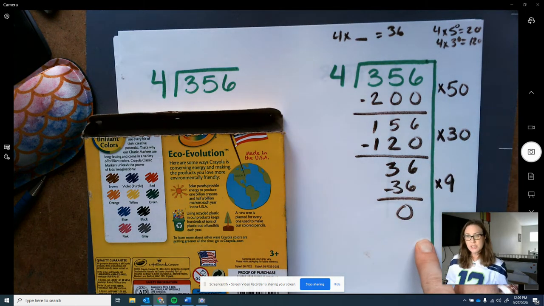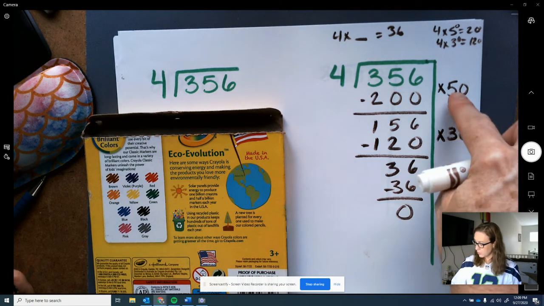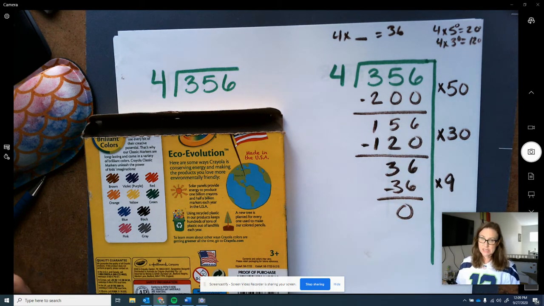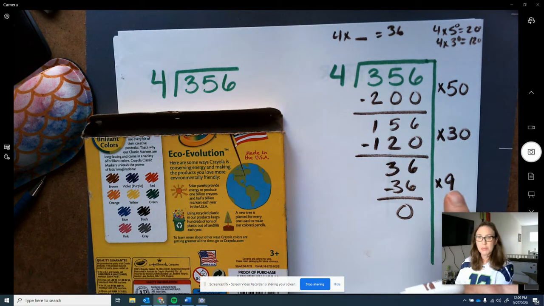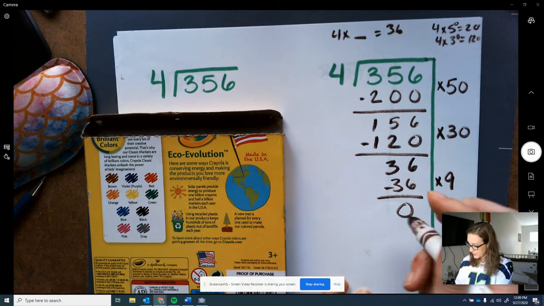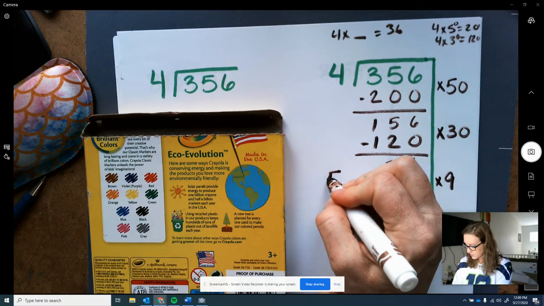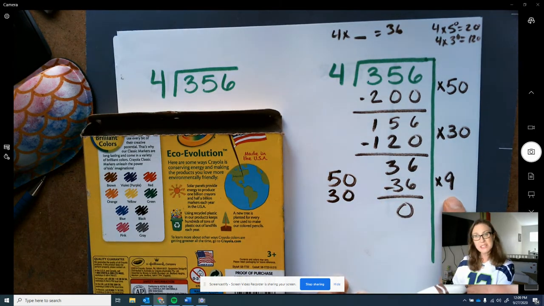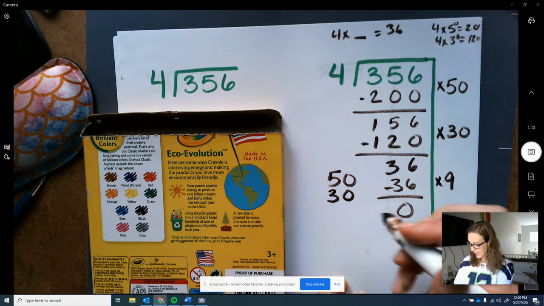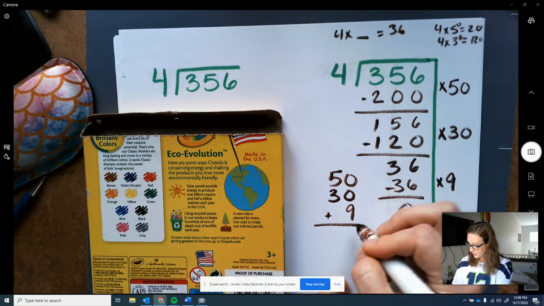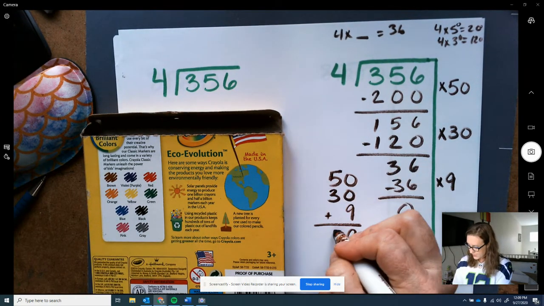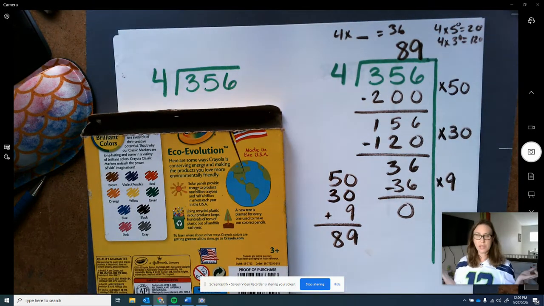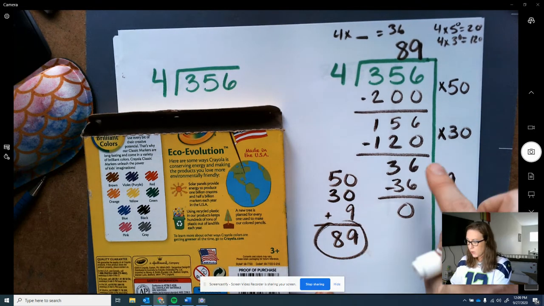With partial quotient, that's a lot of math because you have to think multiplication, you have to think subtraction, and now you have to think addition because you have to add these three up. The important part about adding these up is making sure the place value is in the right spot. So we've got 50, 30, the 3 is in the tens place. This 9 is in the ones place, so we have to add it with the ones. So we've got 9, 5 plus 3 is 8. So our answer is 89 with no remainders, no leftovers. So that's how partial quotient works.